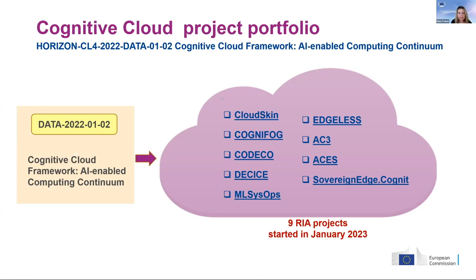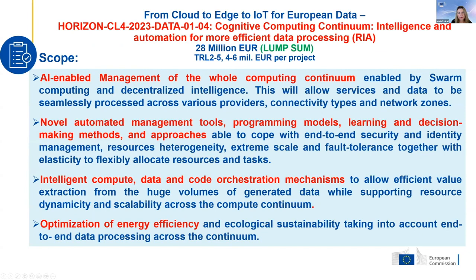So let's go to the next slide, which is actually the topic which is now open. Cognitive computing continuum, intelligence and automation for more efficient data processing. It's a research and innovation action for 28 million, which is a lump sum funding, and information on this lump sum funding will be given to you right after our presentations. It's TRL 2 to 5, and we expect to have proposals and projects in the area of 4 to 6 million. So what is the scope of this topic, where your proposal should really be in?